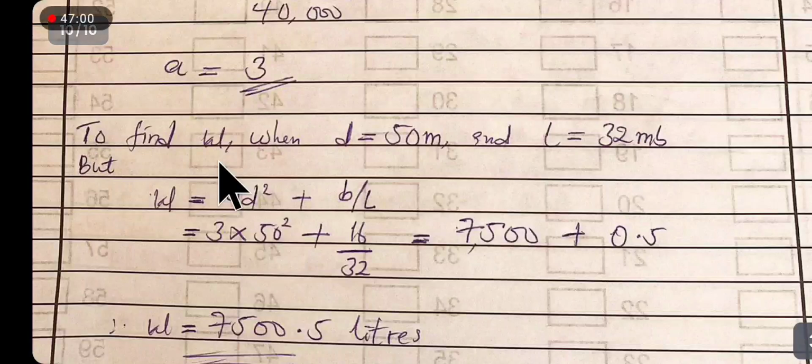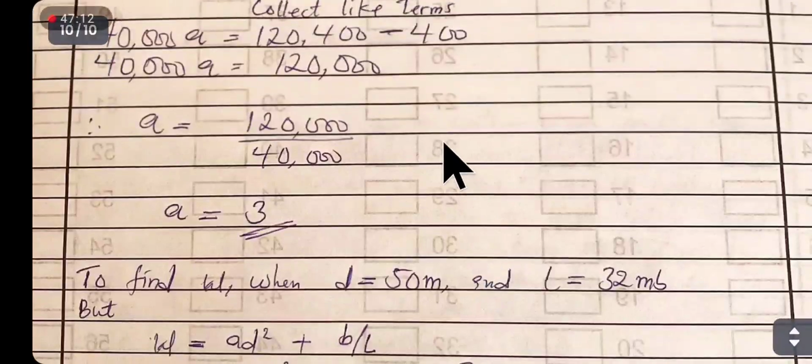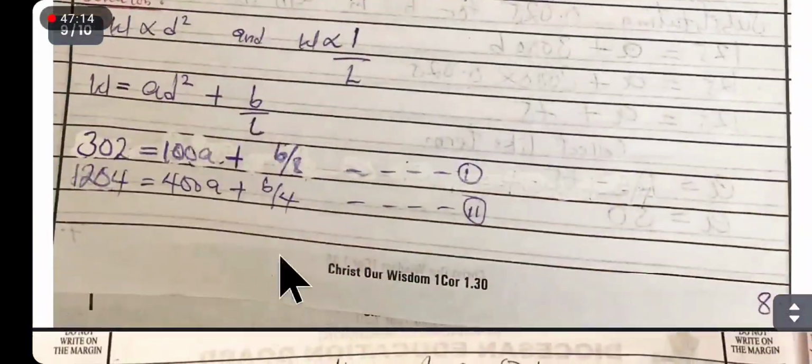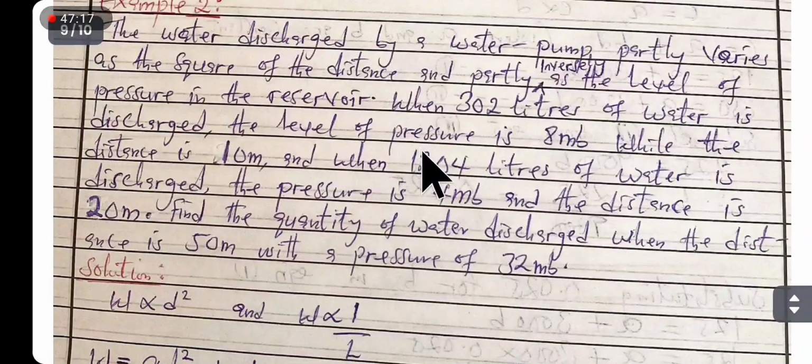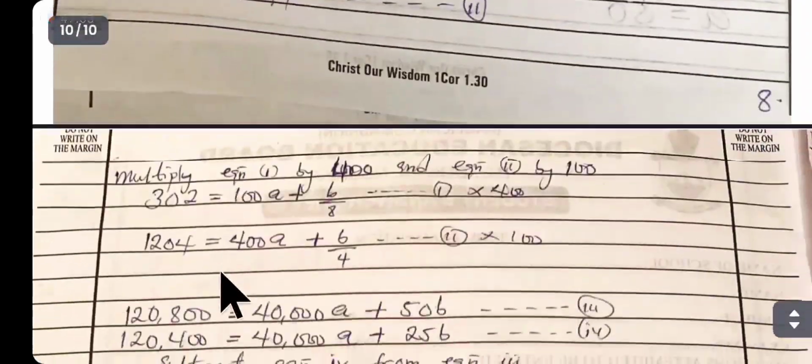So now that we have gotten the constants A and B, what is expected now is to find W when D is 50 and L is 32. It is given from the question up here. All right, look at the question. We are asked to find our W. Find the quantity of water discharged when the distance is 50 meters and with the pressure of 32. So that is the question.